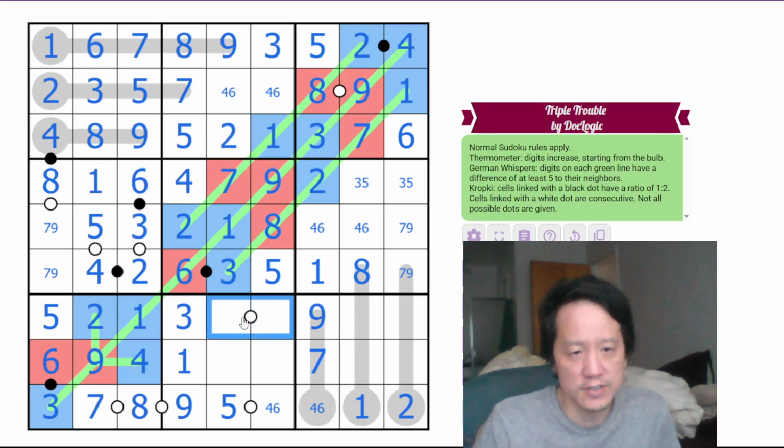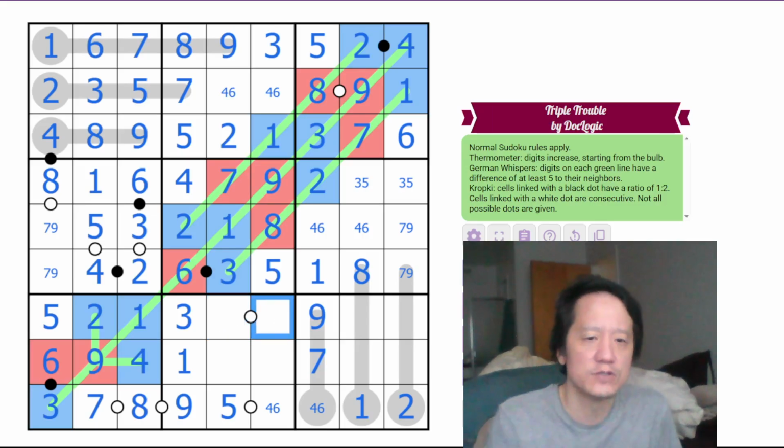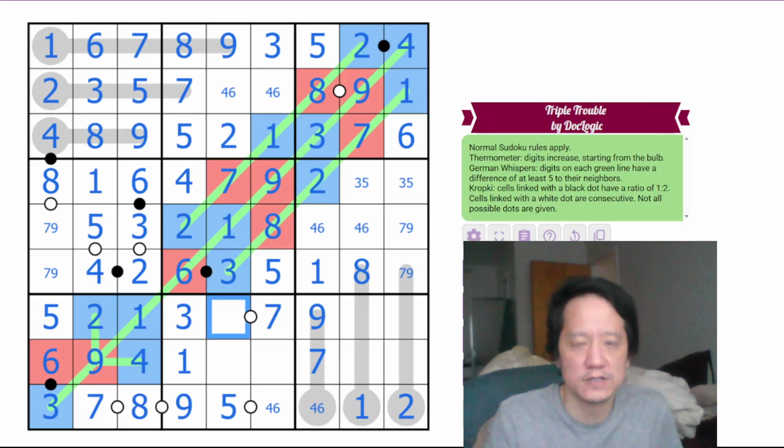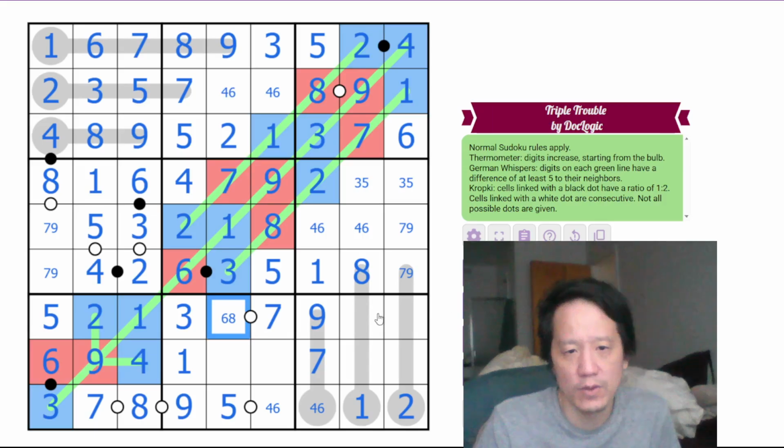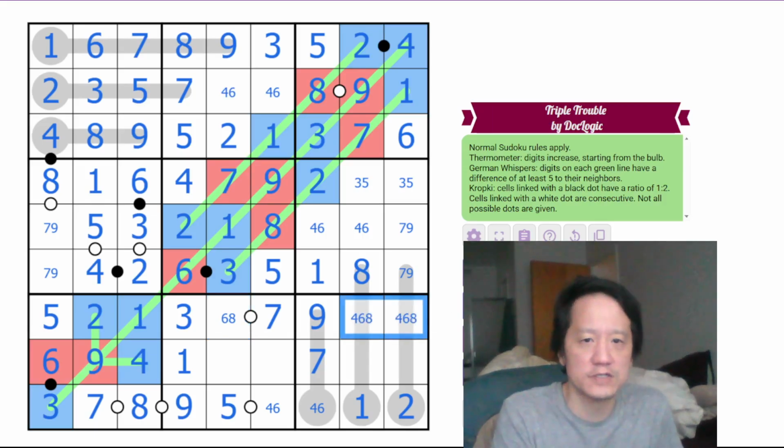These digits are consecutive. You can't have 1, 2, 2, 3, 3, 4, 4, 5, 5, 6. You could have 6, 7 be consecutive, and 7, 8 be consecutive. Either way, you need to have a 7. So this has to be 7 here, because 7 cannot be here. This is a 6, 8 pair. We have 4, 6, and 8 here.